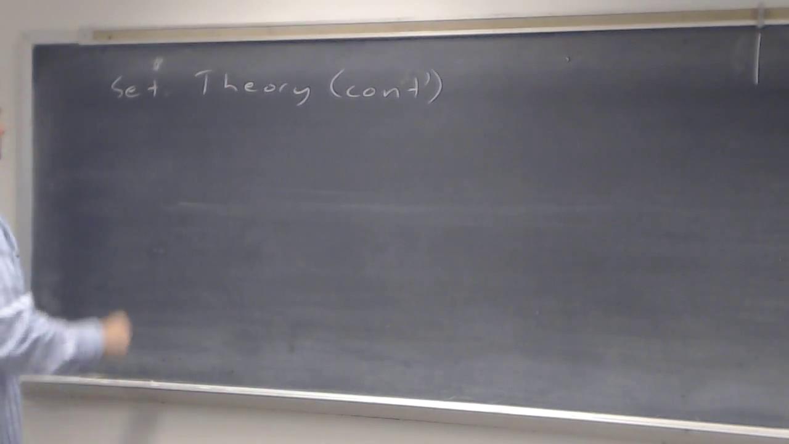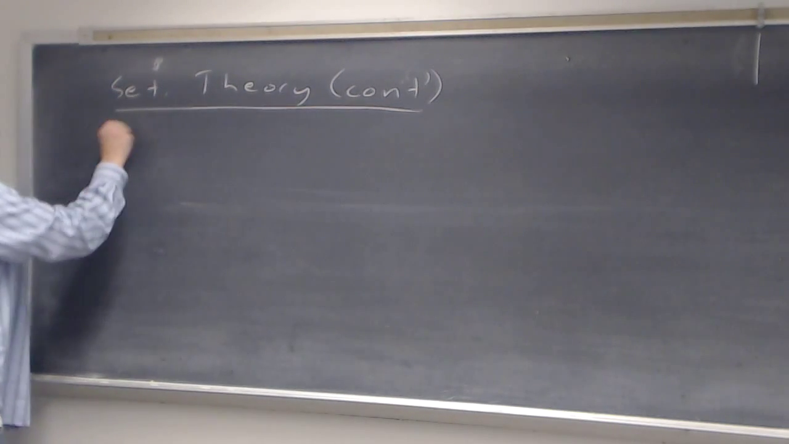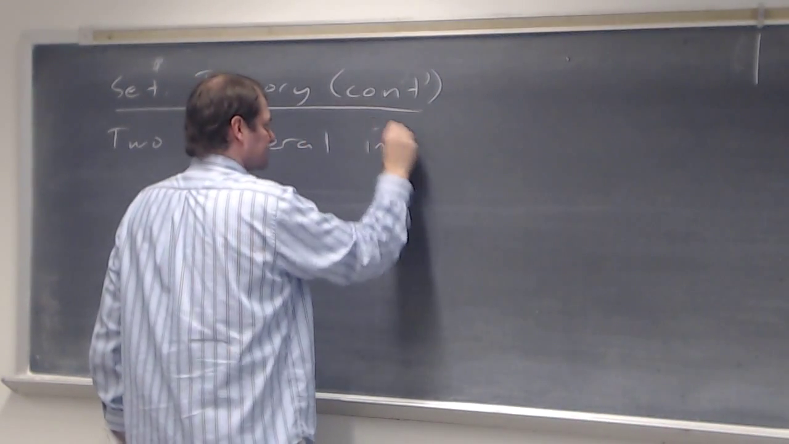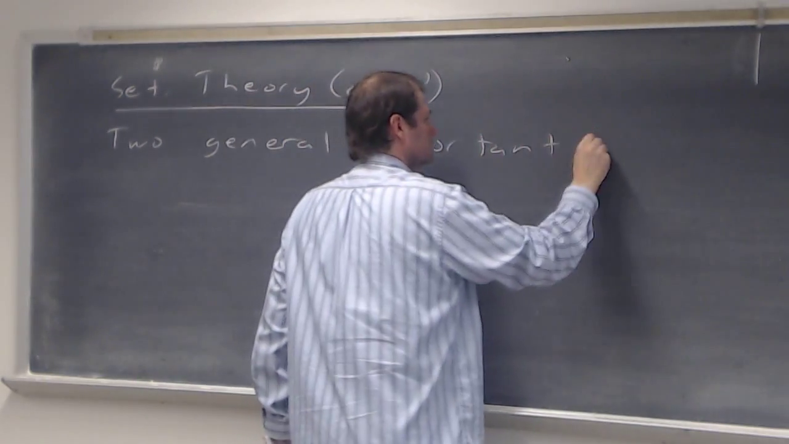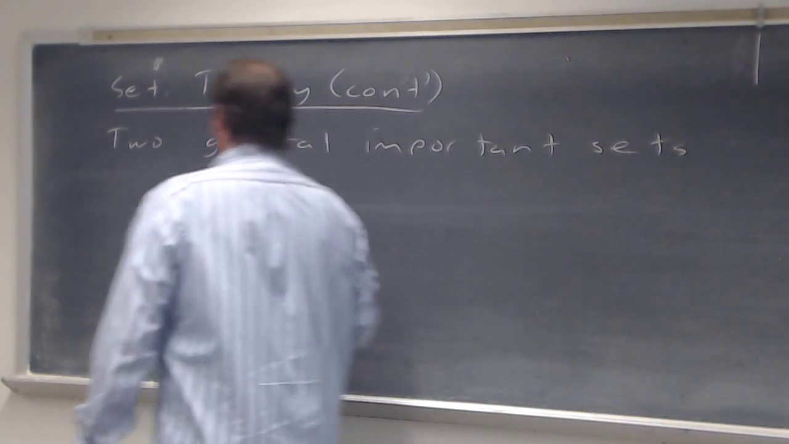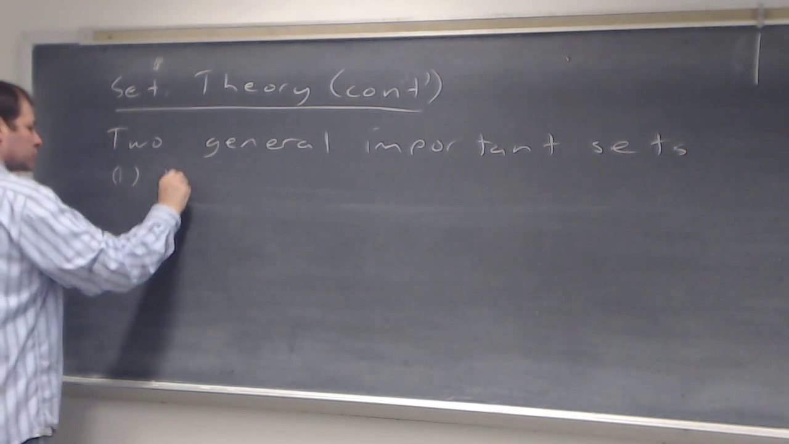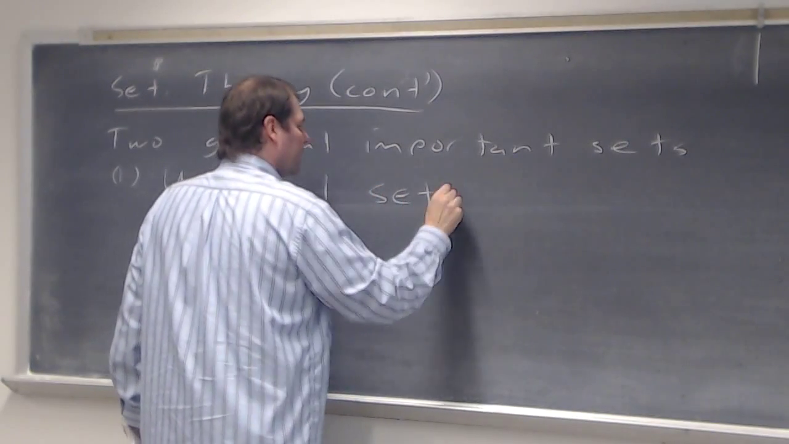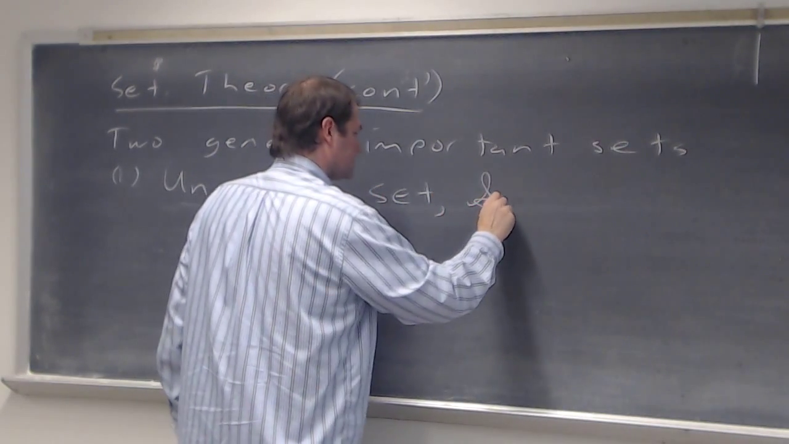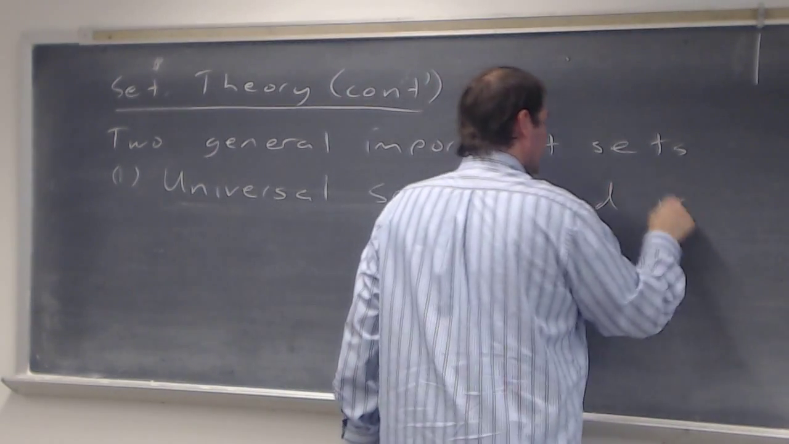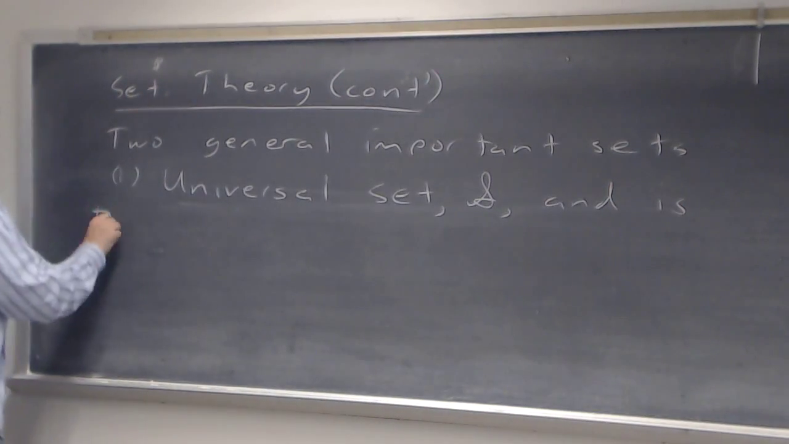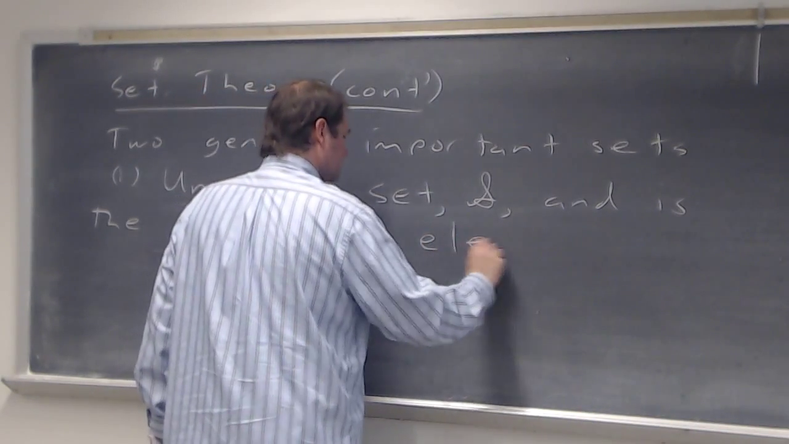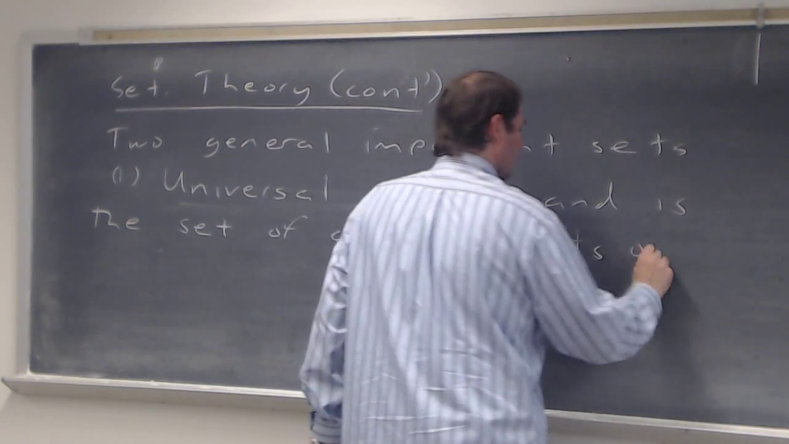Okay, so two general important sets. One is the universal set. It is denoted by script S and is the set of all elements of interest.